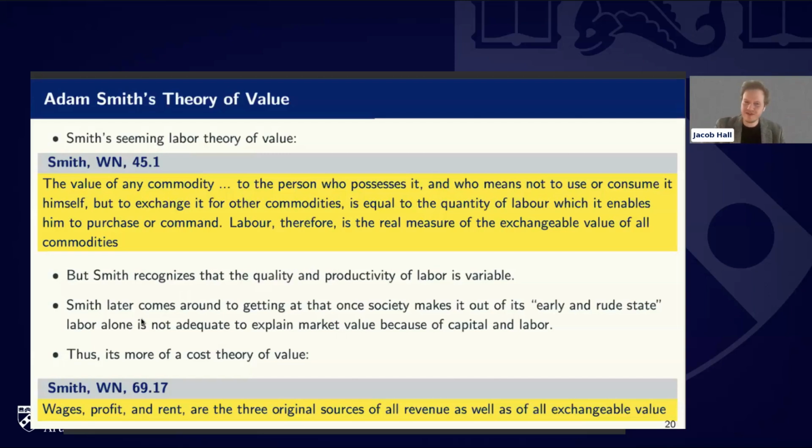Smith later comes around to the idea, in the next chapter, that once society makes it out of its early and rude state, think hunter-gatherers, it's not really labor alone that's adequate to explain market value, because of capital and labor. Other inputs go into the production of these goods. So he says wages, profit, and rent are the three original sources of all revenue, as well as all exchangeable value. So it's not really a labor theory of value. It's more of a cost theory of value.